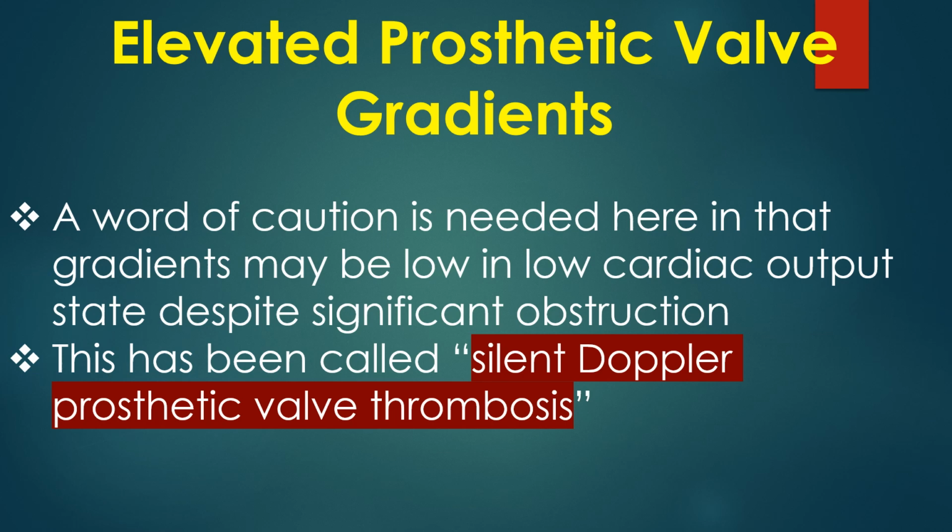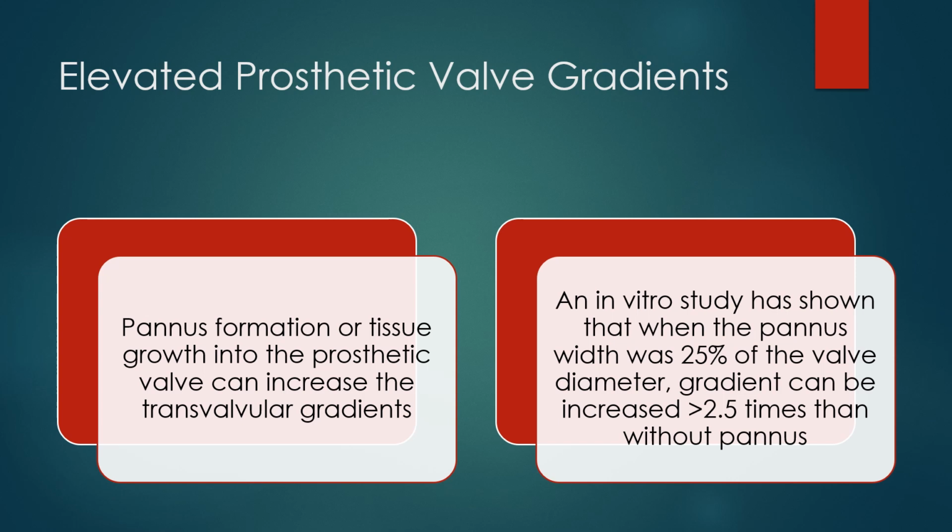This has been called silent Doppler prosthetic valve thrombosis. Pannus formation or tissue growth into the prosthetic valve can increase the transvalvular gradients. An in vitro study has shown that when the pannus width was 25% of the valve diameter, gradient can be increased more than 2.5 times than without pannus.